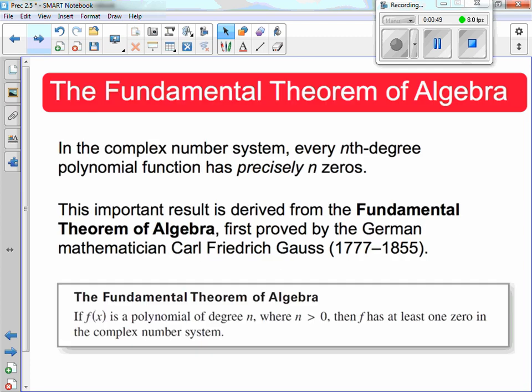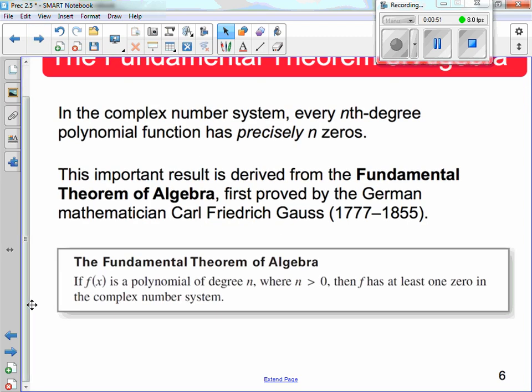The fundamental theorem of algebra. A lot of stuff. If f of x is a polynomial function of degree n, where n is greater than 0, then f has at least 1 zero in the complex number system.